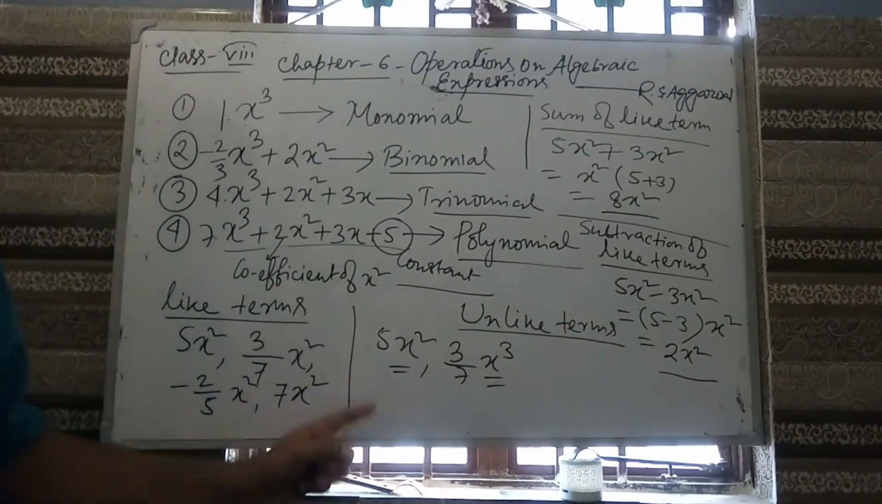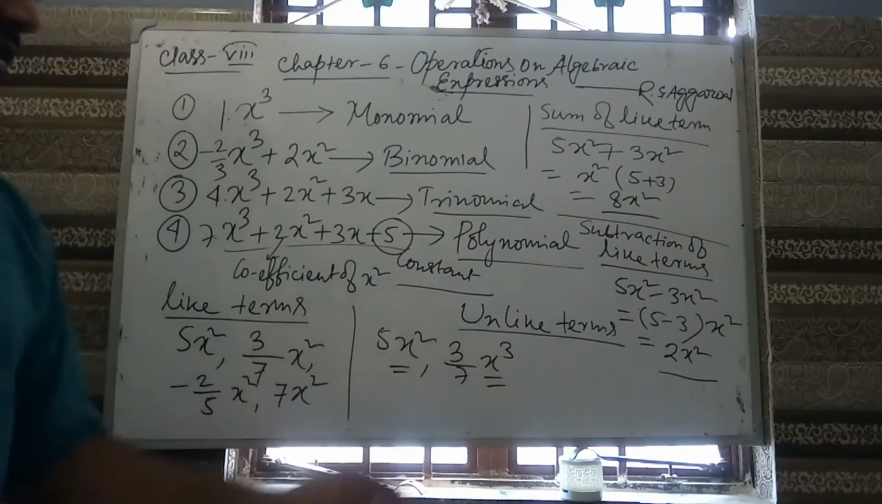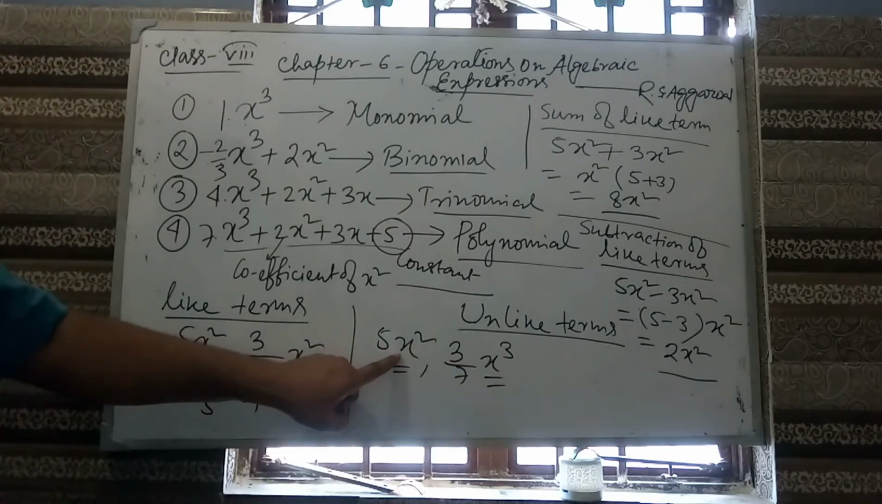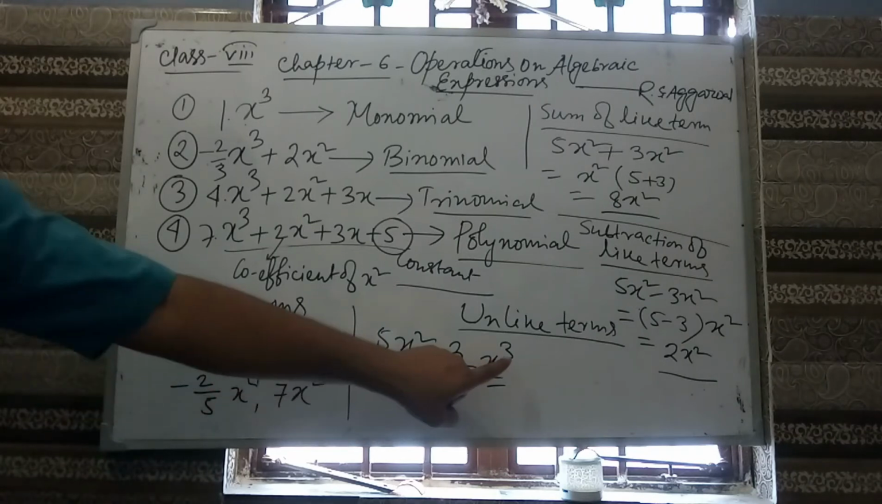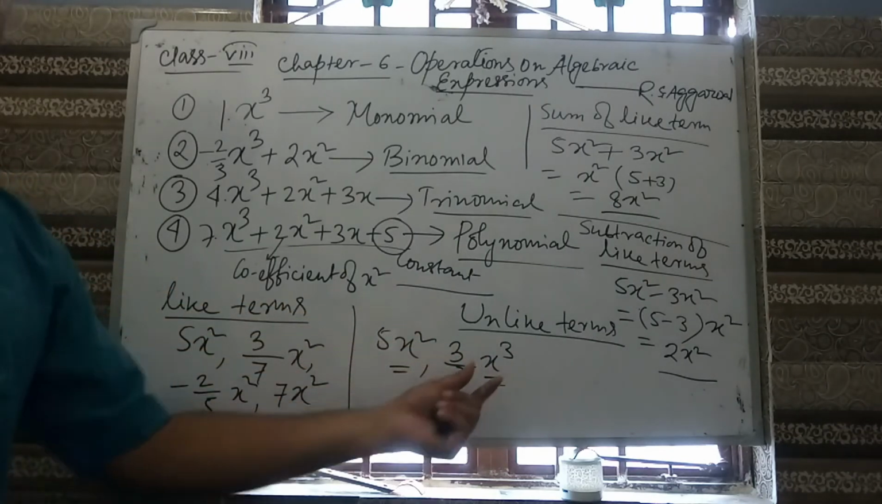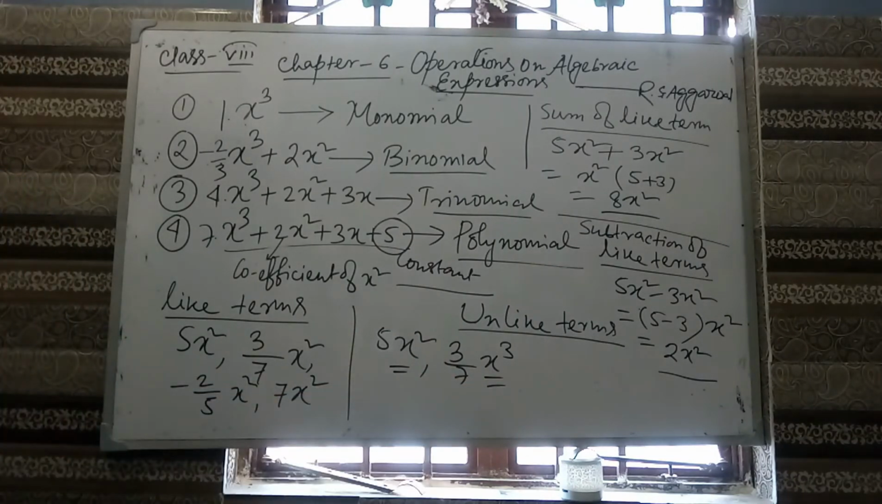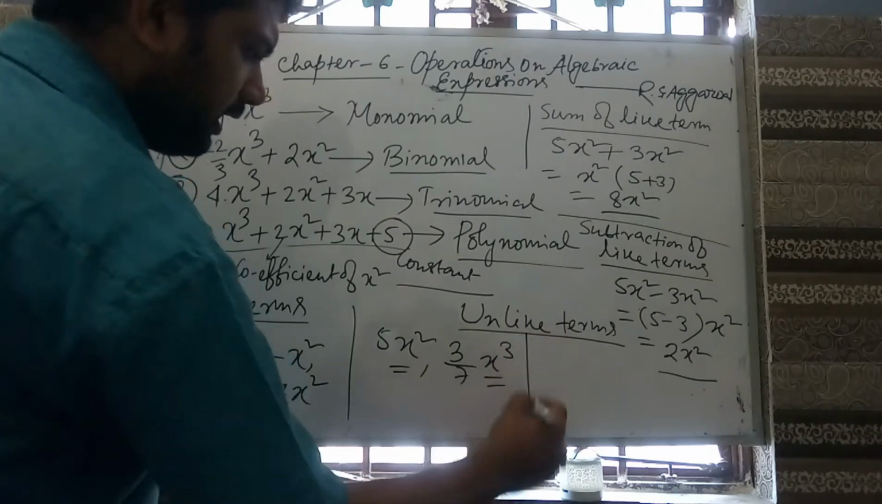Unlike terms, we have taken 2 examples. 5x square, 3 by 7 x cube. Here we have x square with 5. Here we have x cube with 3 by 7. So these two variable parts are different. So these two terms are unlike terms.